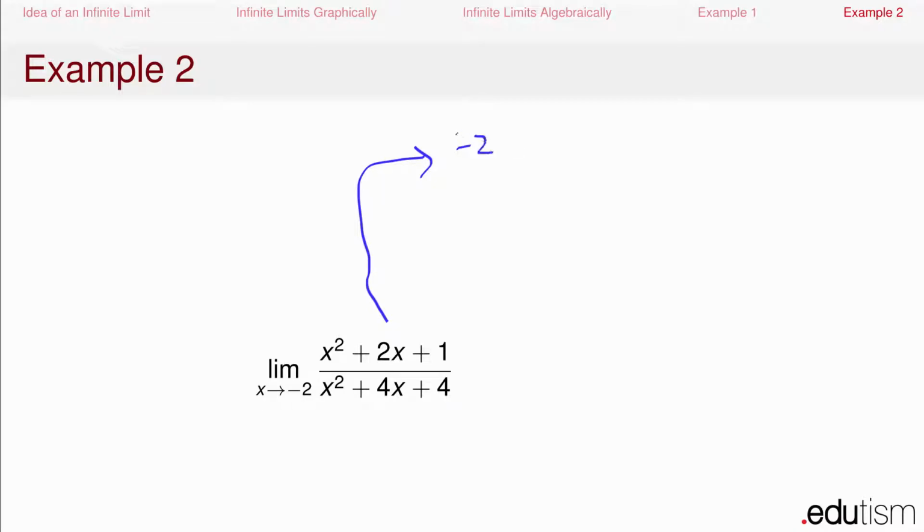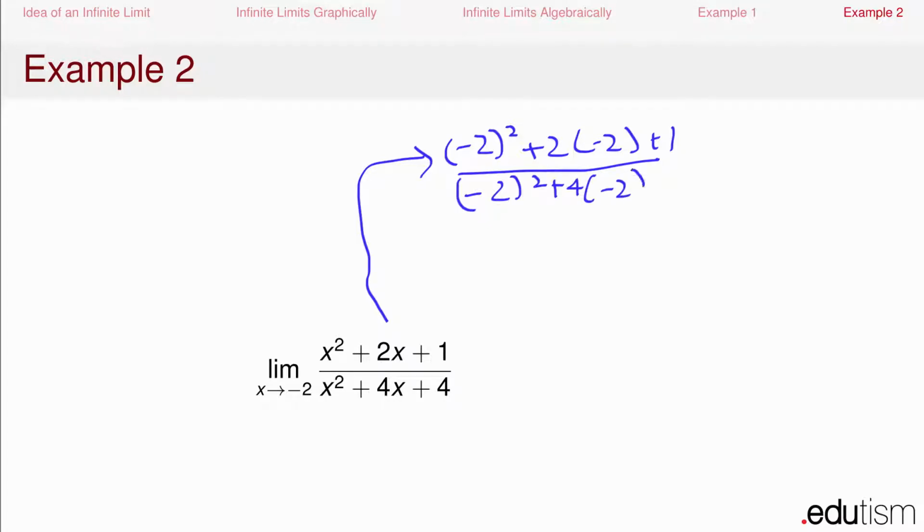We're going to replace x with -2, and we get -2 squared plus 2 times -2 plus 1 on the top. On the bottom, we're going to get -2 squared plus 4 times -2 plus 4. The top will give you -2 squared is 4, 2 times -2 is -4, plus 1 gives you 1. The bottom will give you 4 minus 8 plus 4, which gives you 0. We have a non-zero number over 0, so we know the limit is going to be infinite.